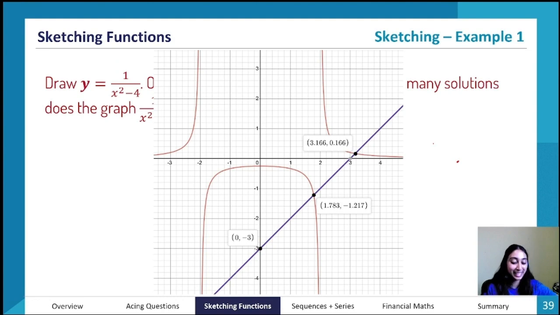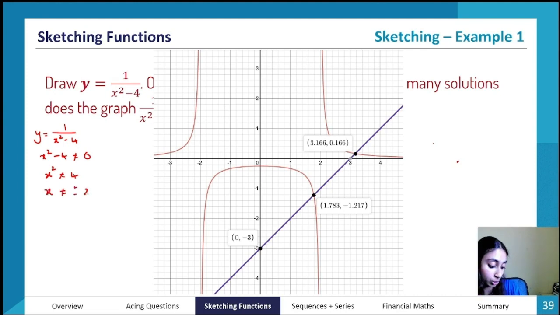This is what the curve looks like. So we have asymptotes at x is equal to plus or minus 2. For those of you that weren't sure how to actually draw y is equal to 1 on x squared minus 4, what you're going to do is you're going to go y is equal to 1 on x squared minus 4. Now, the denominator can never be equal to 0, as I was explaining in previous slides. So x squared minus 4 can never be equal to 0. X squared can never be equal to 4. So x cannot be equal to plus or minus root 4, which is 2. So we have asymptotes over here and over here.